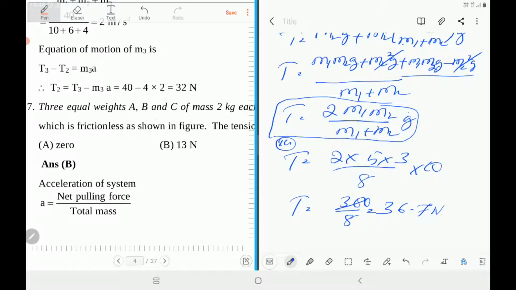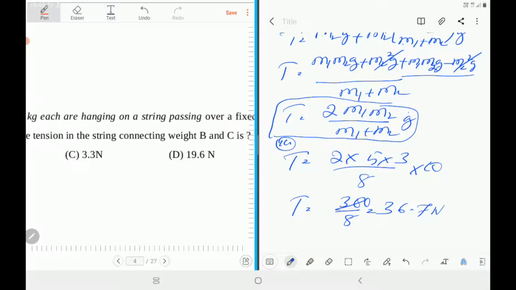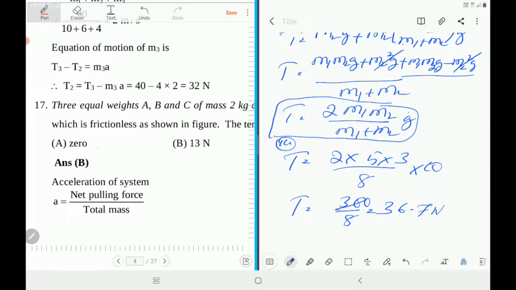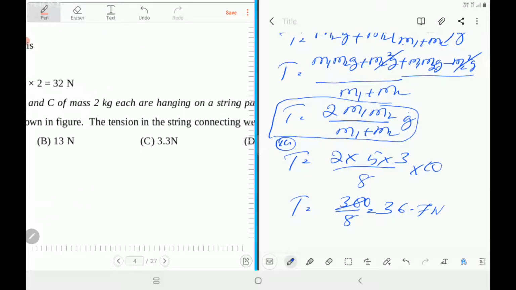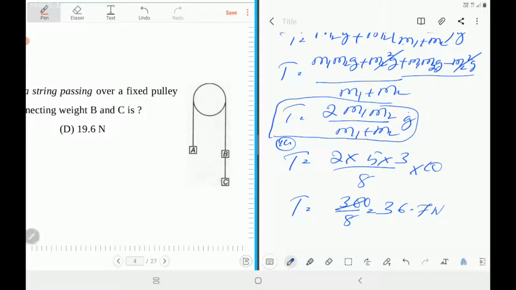There are 3 equal weights A, B, C of mass 2 kg each hanging on a string passing over a fixed pulley which is frictionless, as shown in the figure. Find the tension in the string connecting B and C. Let us suppose this: these three masses are all 2 kg, 2 kg, 2 kg. These two together are one system. Between these two there is a force, of course.